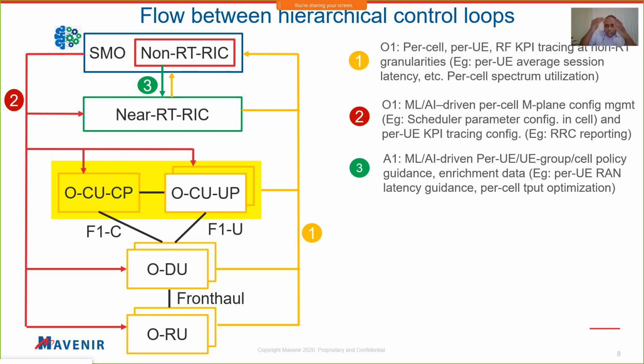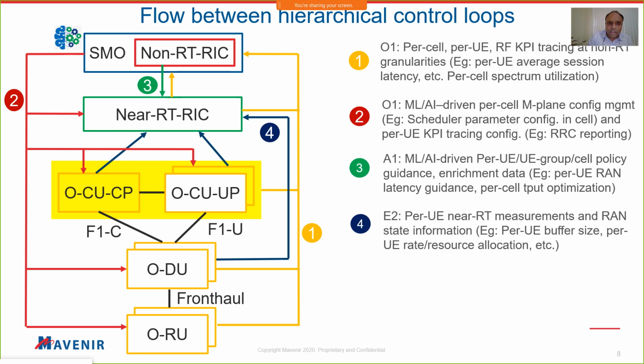So all these are sent as policy guidance via the A1 interface. The near real-time RIC receives this policy guidance from the non-real-time RIC over A1 and also gets near real-time measurements, individual user-specific measurements from the underlying baseband units. Individual user-specific near real-time measurements from the baseband units are also sent via the E2 interface in step number 4.